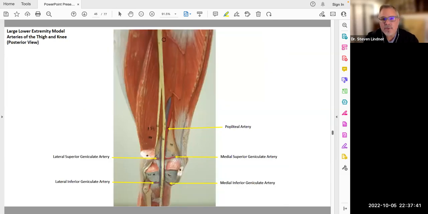Now, this is the posterior view of the thigh. So this is the sciatic nerve. The sciatic nerve bifurcates and splits. Right in the back of the knee, in that popliteal fossa, is the popliteal artery. Not going to hold you responsible. Geniculate means knee. I'm not going to hold you responsible for the medial and lateral, superior or inferior geniculates, but you can see they're just branches that come off of it in the popliteal fossa. Just know the popliteal artery coming down through there.